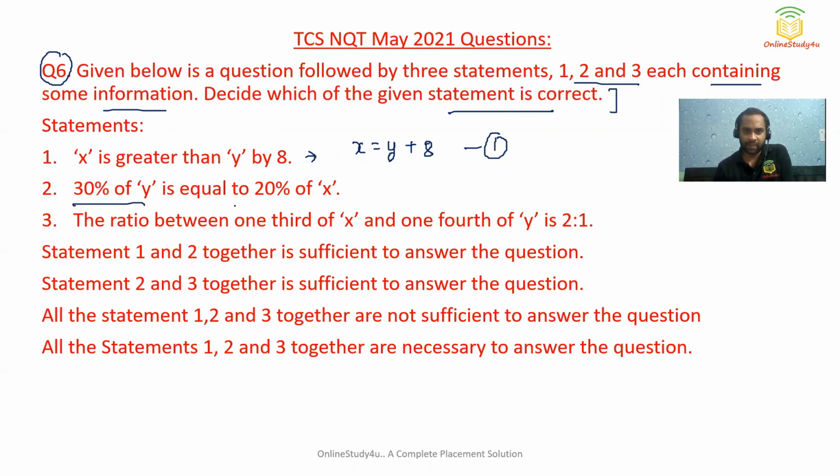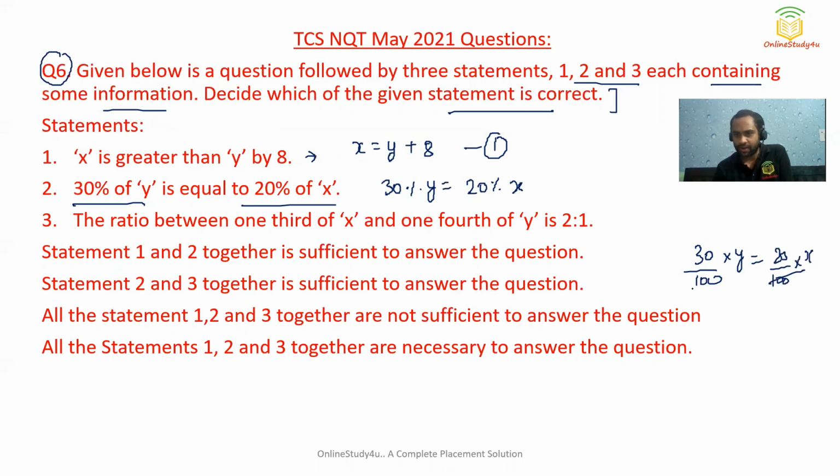Now, 30% of y is equal to 20% of x. So 30 by 100 into y is equal to 20 by 100 into x. 100 and 100 cancel, 10 and 10 cancel. So 3y is equal to 2x. You could have done it directly: percentage and percentage get cancelled, 0 and 0 get cancelled, so 3y will be equal to 2x. Learn to do things in an easier way.